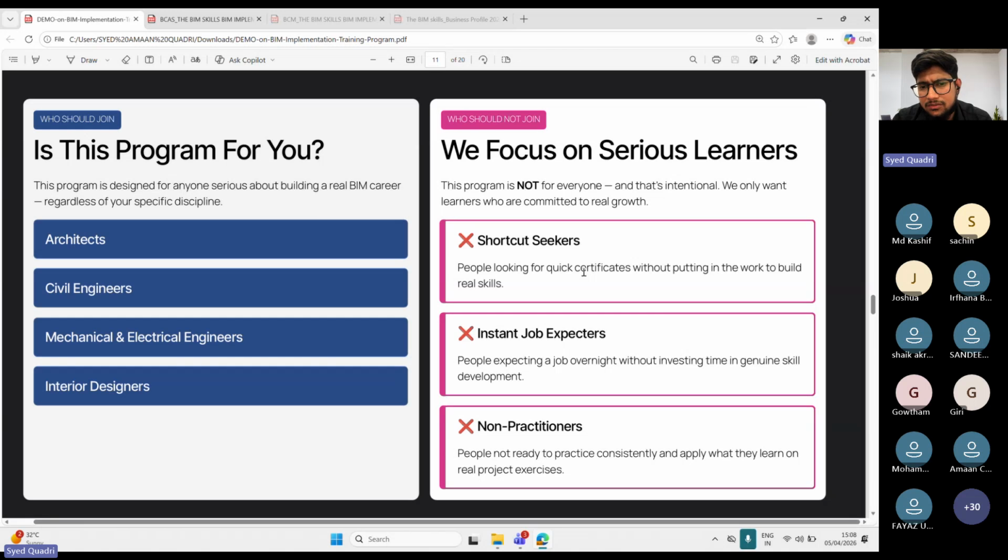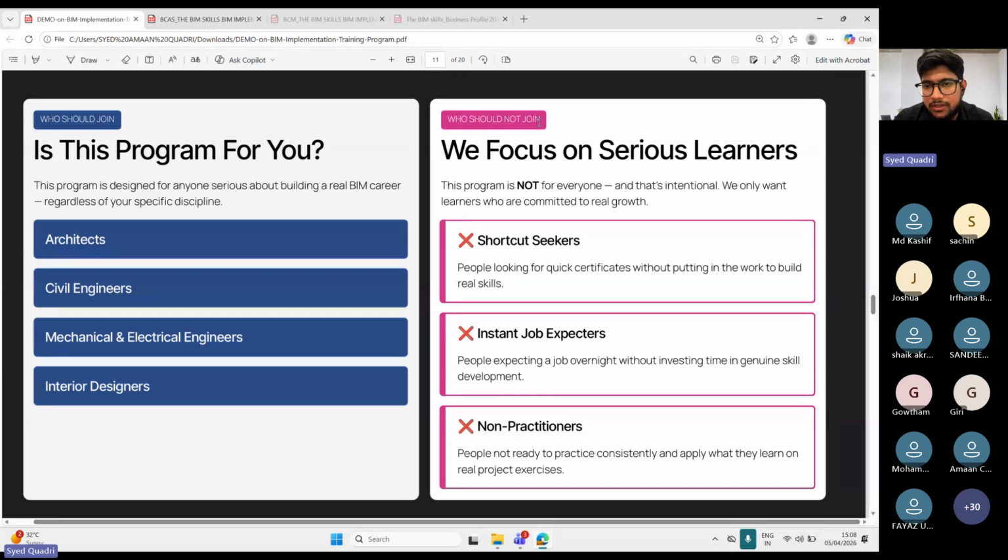At that time also, it depends. Some companies like taking the tool test. Some companies just have a conversation in the interview and hire. But certificates alone will not help you clear the tool test. So this program is for people who are serious about building a career. Architects, civil engineers, mechanical, electrical engineers, interior designers can join.